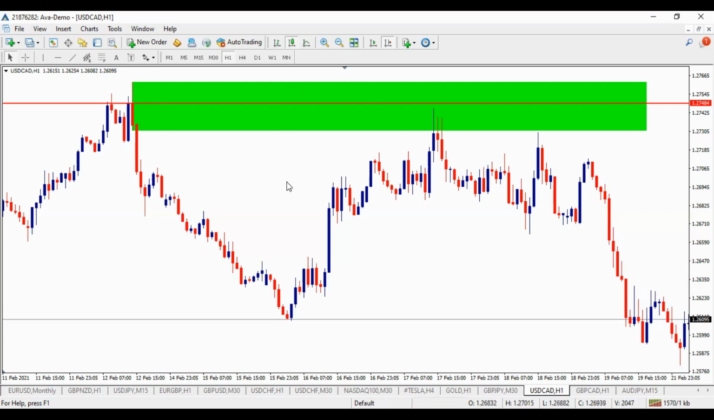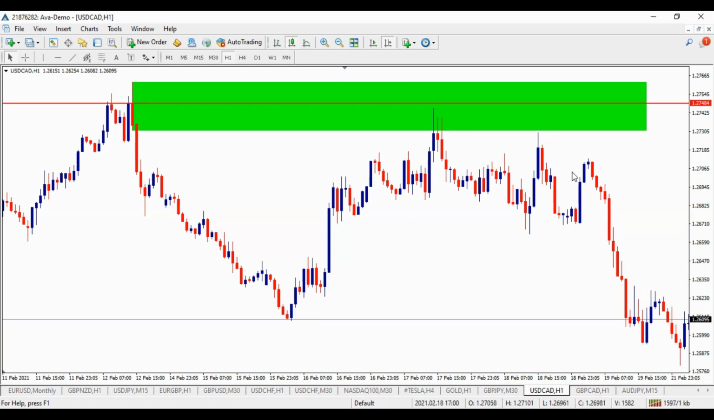So as you can see, like I said, since we've established that this area is an area of interest, you can see what happened next. Price came to this point, sort of like rejections. Then it went down.